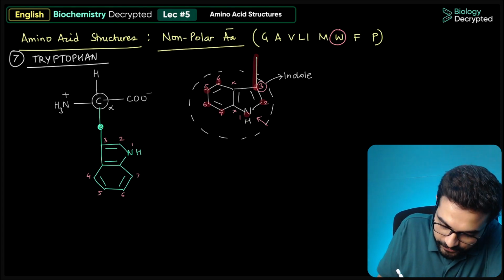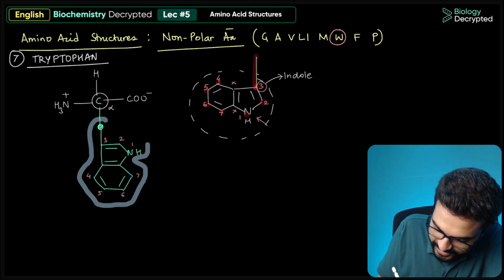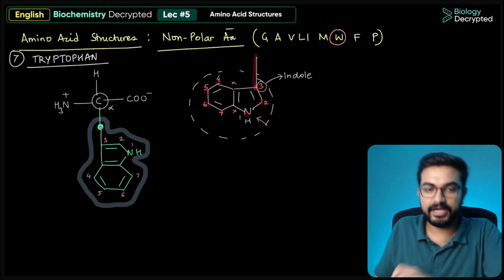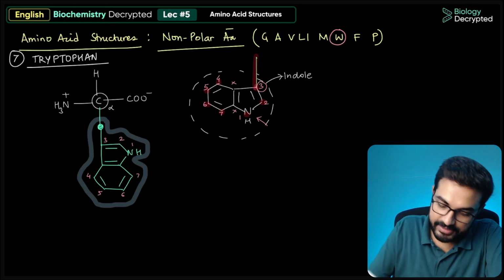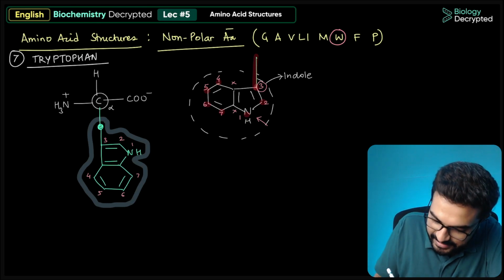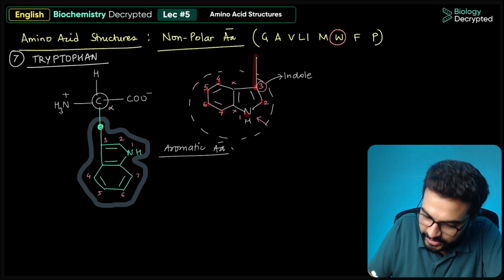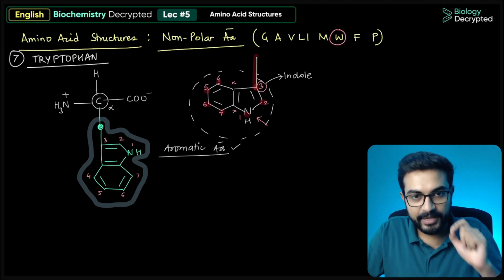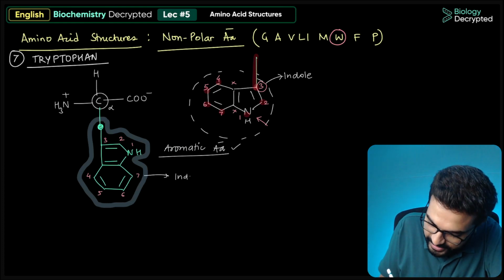This is the R group. As you can see, this is a very bulky kind of chain. This is an aromatic chain. So you should remember that this is an aromatic amino acid. Apart from being non-polar, this is also an example of an aromatic amino acid. Very important. And this particular group is called indole.